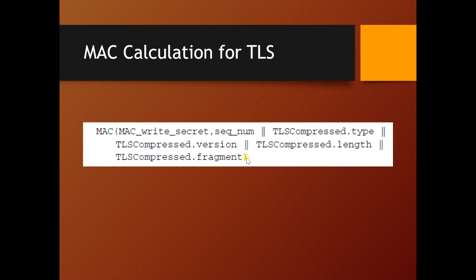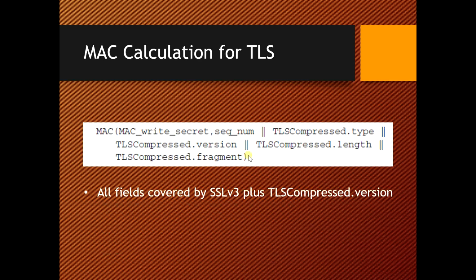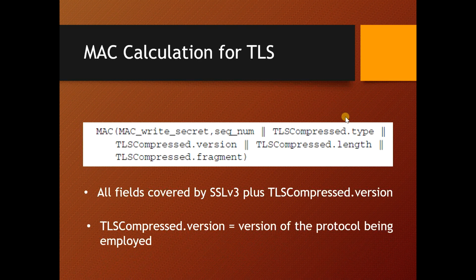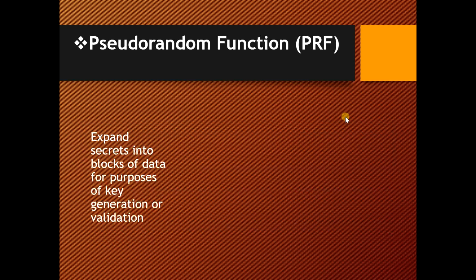Here the MAC calculation covers all the fields which are covered by the SSL version 3 calculation, plus it also includes the field TLS compressed dot version, which is the version of the protocol which we will be using. So this is the very minute difference between the MAC calculation of the TLS and the SSL.